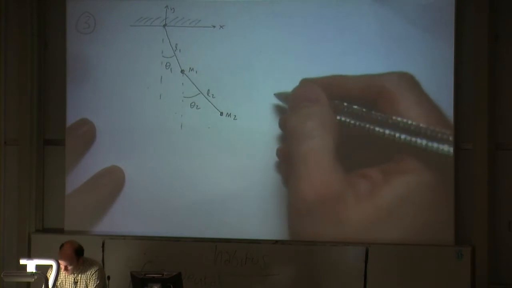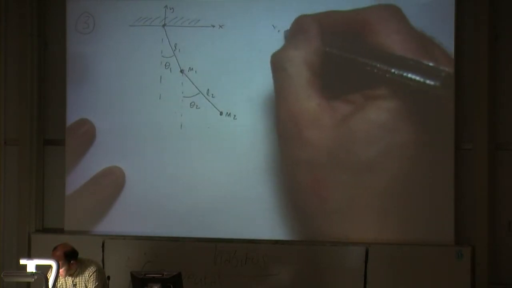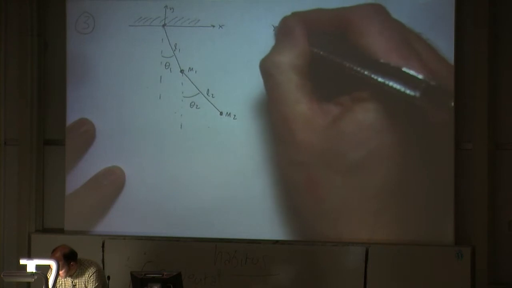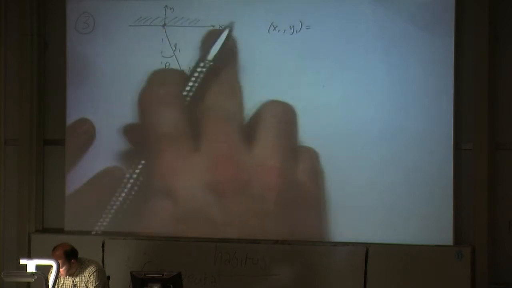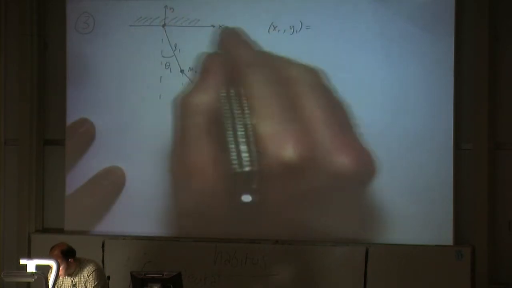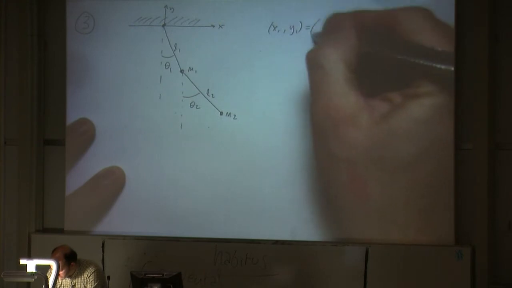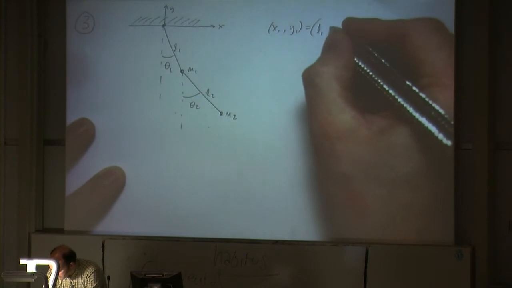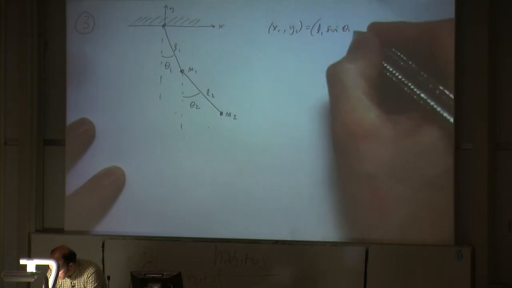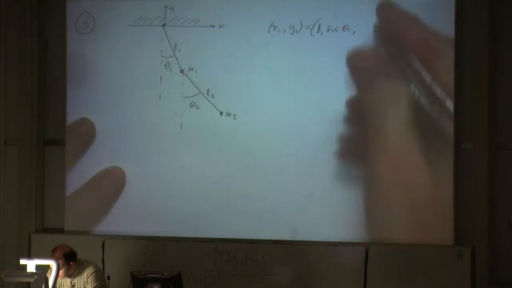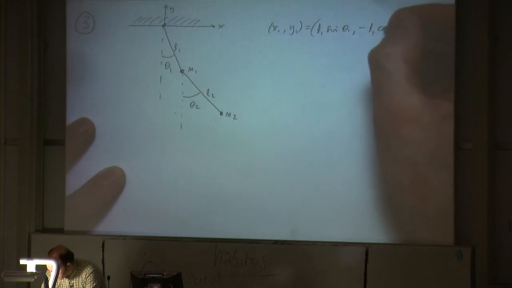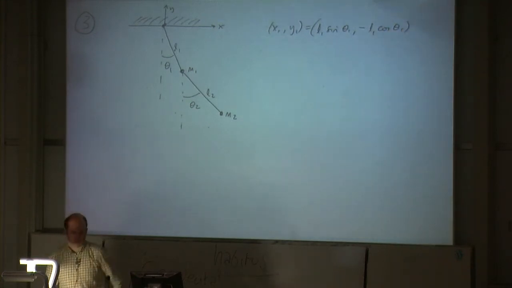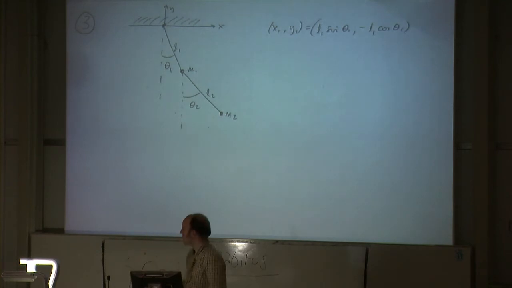And so the position of bob 1, x1, y1, which are the coordinates. Well, if y is upwards, and x is to the right, with this as the origin, x is going to be very simply L1 sine of theta 1, and y1 is going to be minus, because y is upwards, so it's minus L1 cosine of theta 1. So that gives us the position of bob 1.